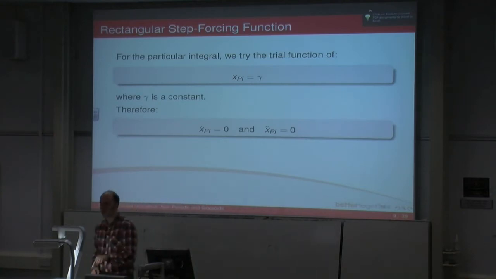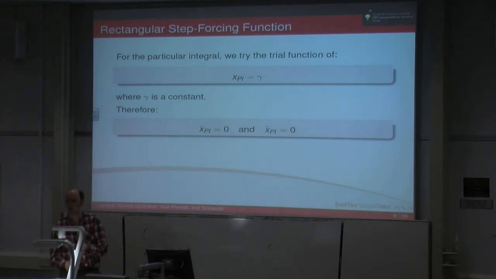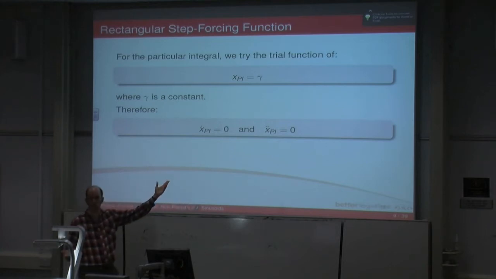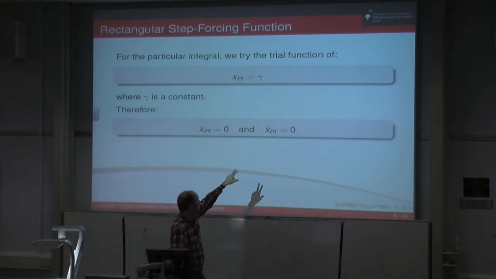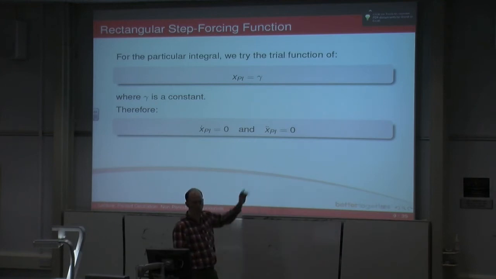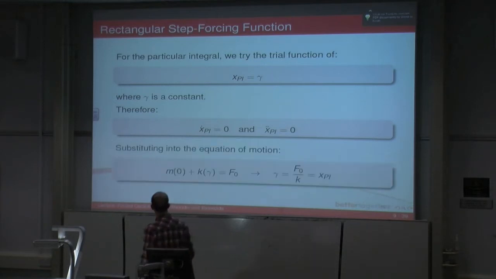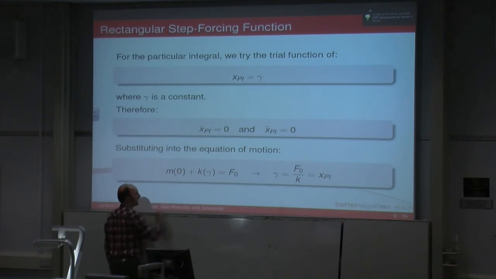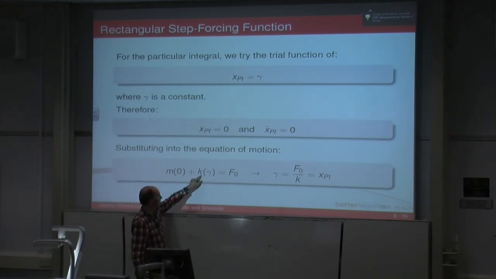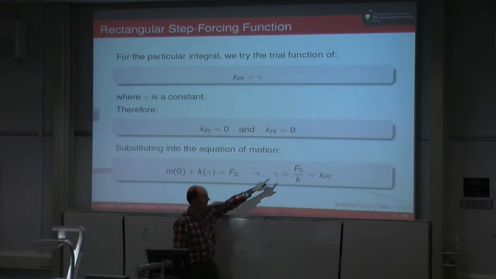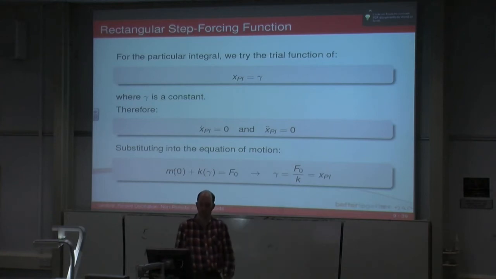To insert it into our equation of motion, we must take the derivative of gamma with respect to time and the second derivative, because we have an x double dot term in our equation of motion. So if x PI is gamma, then x dot PI, obviously the derivative of a constant is 0, and the derivative of 0 with respect to time is also 0. So x double dot PI is 0. We stick that into our equation of motion, so x double dot is 0, x is gamma, and so we end up with F0 equals k times gamma. So we can solve for gamma, that's simply F0 upon k, which is our particular integral.